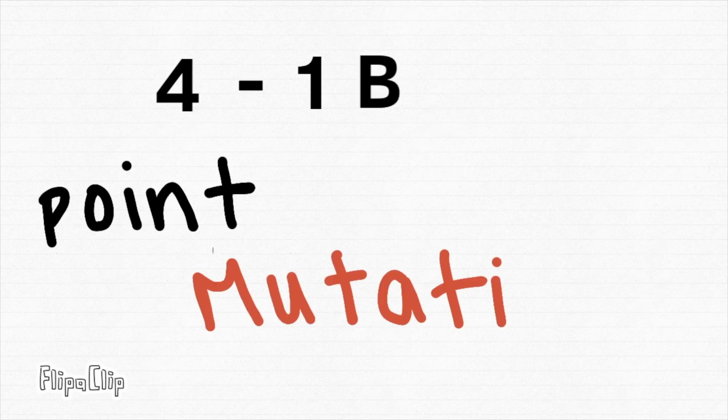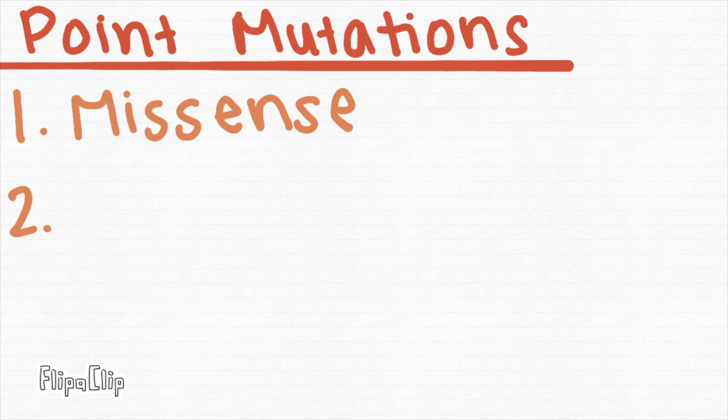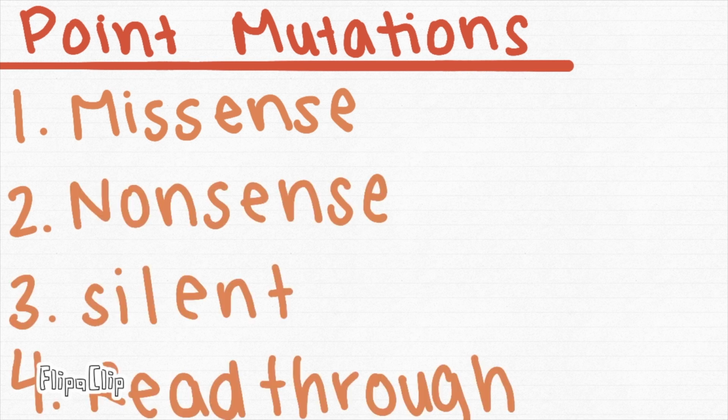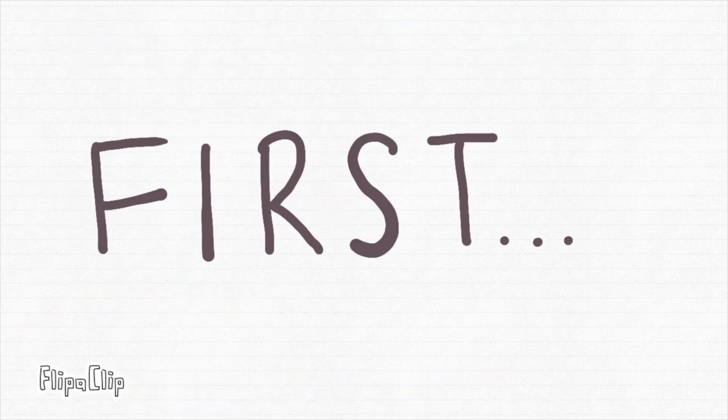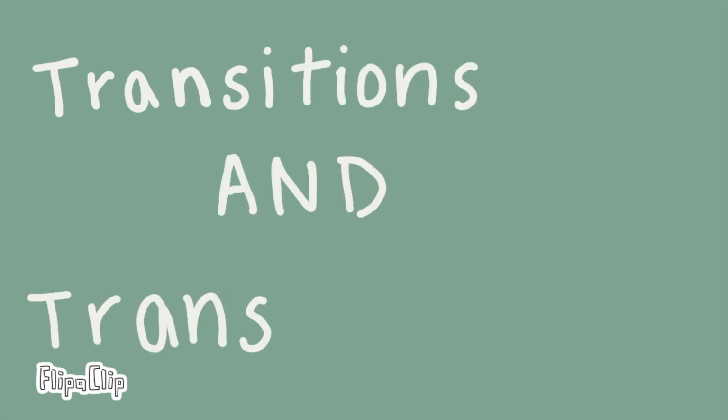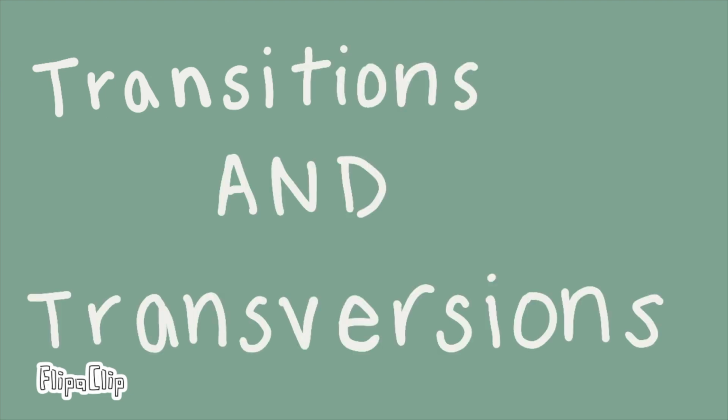Alright, so I decided to talk about point mutations in DNA sequences. The point mutations that we're going to talk about include missense, nonsense, silent, and read-through. We're also going to talk about transitions versus transversions and identify them, so let's talk about that first.